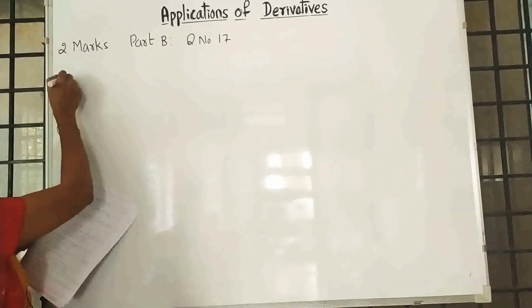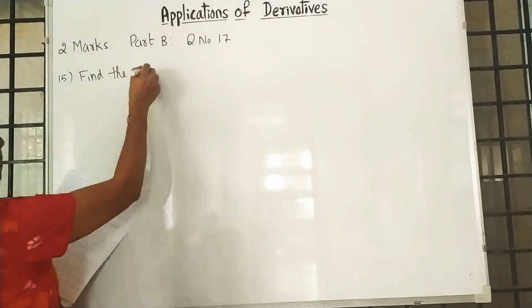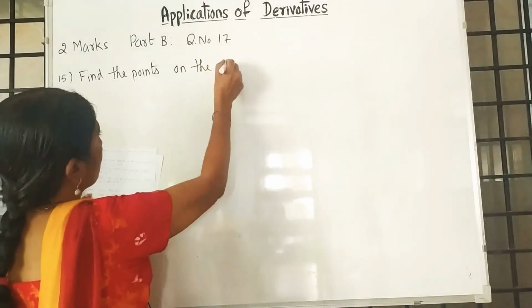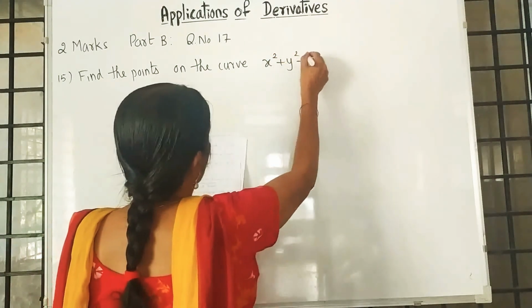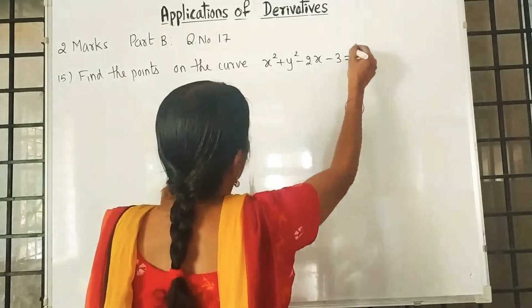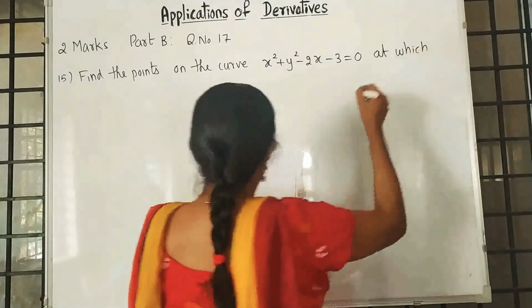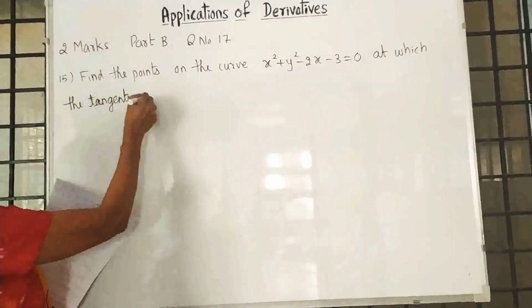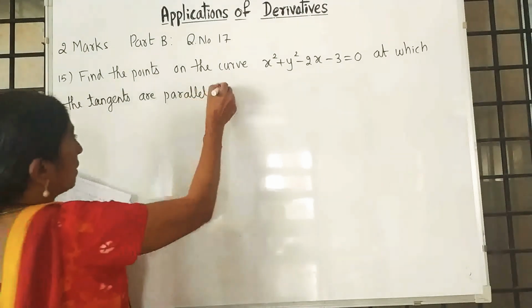Find the points on the curve x square plus y square minus 2x minus 3 is equal to 0, at which the tangents are parallel to the x-axis.